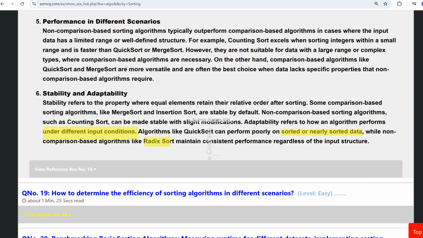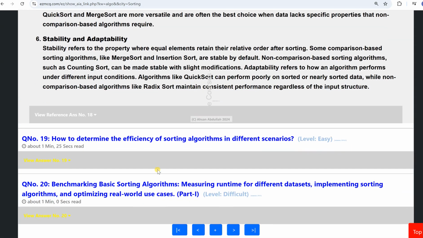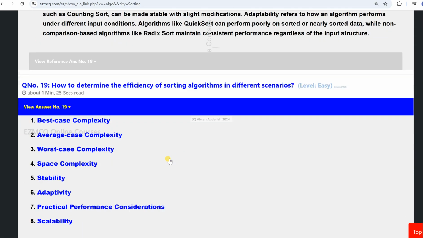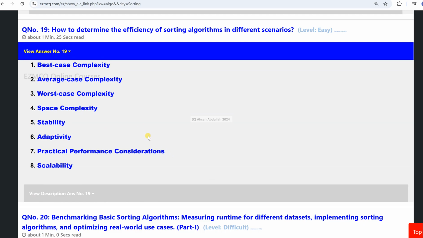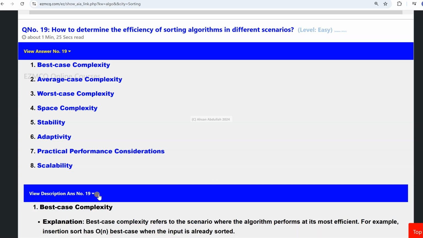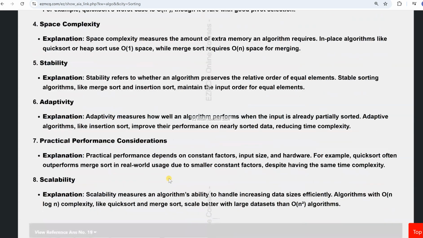So, kind of winding this up: how to determine the efficiency of a sorting algorithm in different scenarios. We have covered a lot of these things: best case complexity, average case, worst case, space, stability, and adaptability. Now let's look at practical performance considerations, which we'll do more in the next topic, such as the constant factors. What are those constant factors? Things like input size and the hardware, because depending upon the hardware, the performance of the machine will vary, and the performance of the algorithm can also vary. For example, quicksort often outperforms merge sort in real world use.